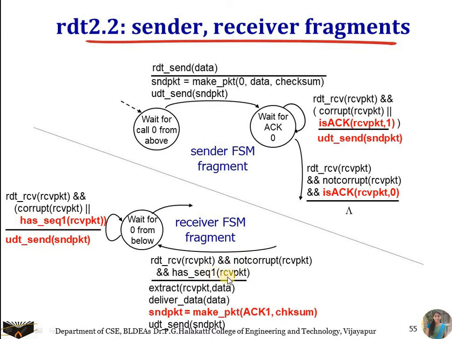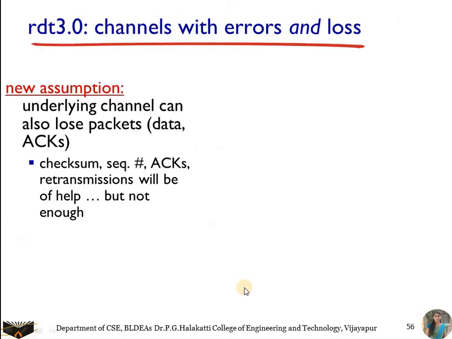After receiving the correct packet, it's going to extract the data, deliver the data to the above layer, and it's going to make a packet for this acknowledgement 1 and checksum, and it's going to send the packet, and after that it is waiting to get the packet from the below layers. So this is the receiver FSM diagram.